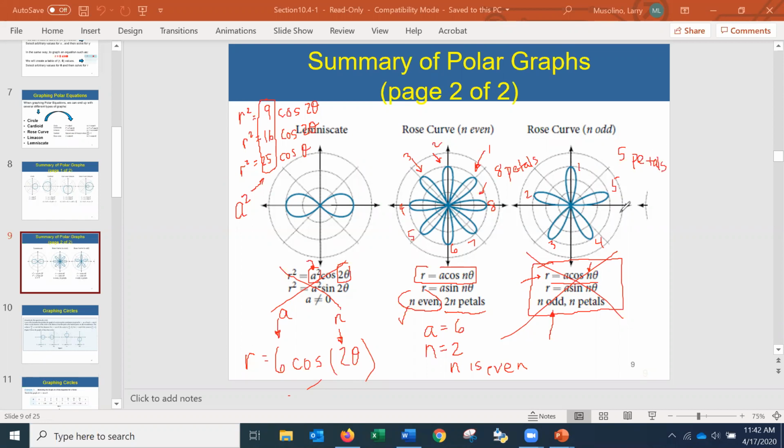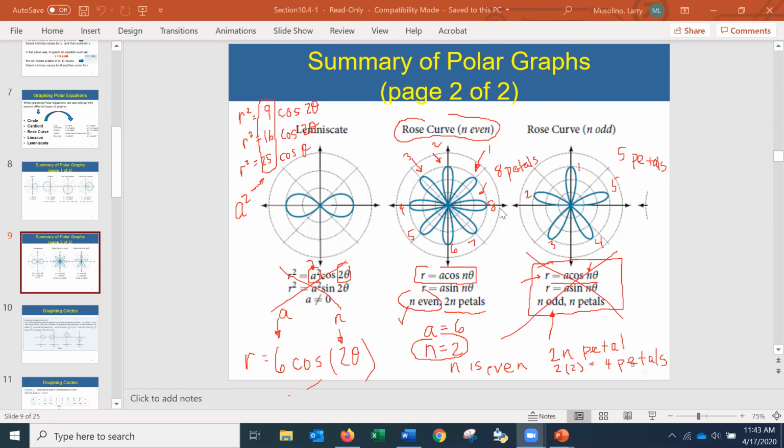Well, notice it says 2n. But in our example, n is 2. So that means we should expect 2 times 2 petals. So our graph has to have 4 petals on it. All right, so let's go back to the WebAssign question. We know it's going to be a rose curve, and we know it should have 4 petals on it.